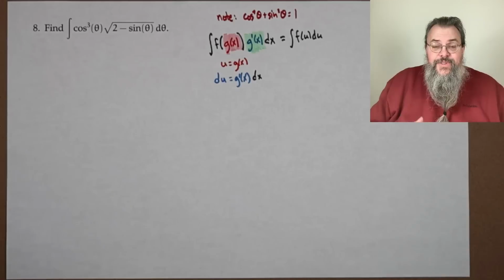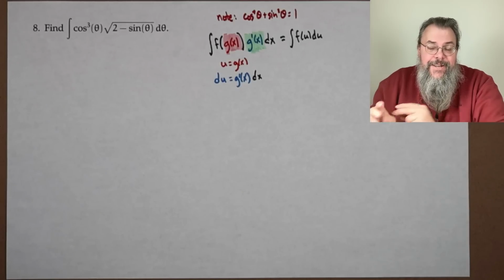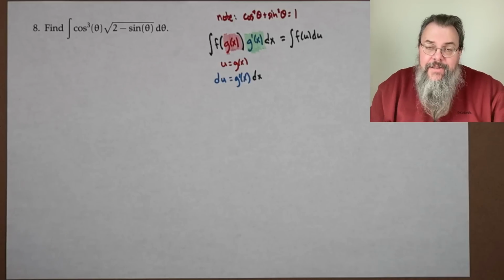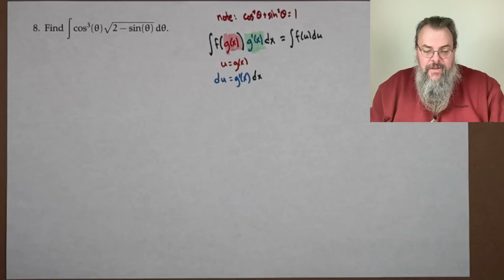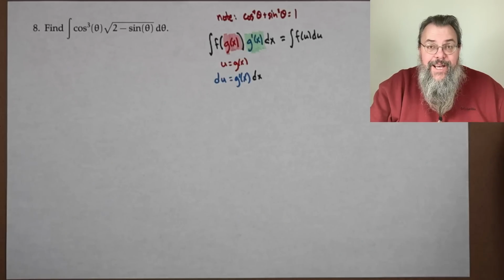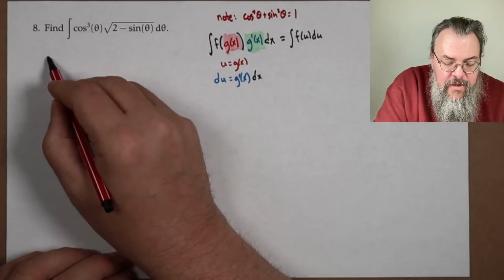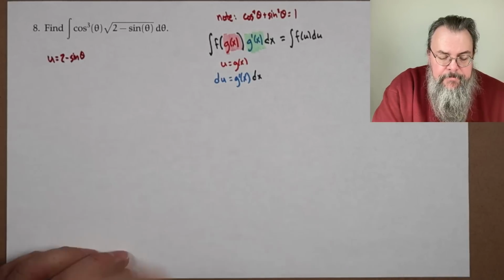So for us, do we see a clear, hey, that's on the inside, we should look there? Well, we do, and that is that 2 minus sine theta. That's inside the square root. So we say, okay, let's make that our substitution. All right, great, no worries. We're going to try u equals 2 minus sine theta.